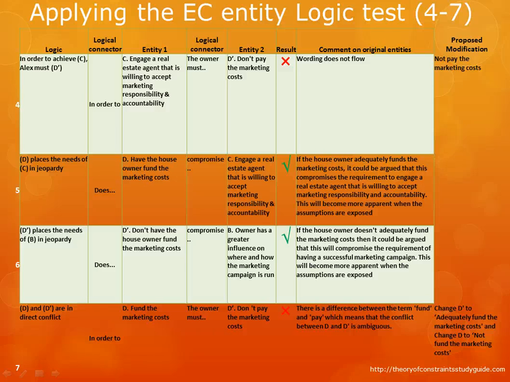So there's a distinction currently between these two statements, and we now need to remove that ambiguity because it's clear that fund and pay mean something different, and even if they didn't, it would be an unnecessary confusion for the reader. So I'm proposing that we use the word fund in both instances. So my proposal is to change D prime to adequately fund the marketing costs, and to change D to not fund the marketing costs, and that's really just a wording issue. The word fund remains the same.